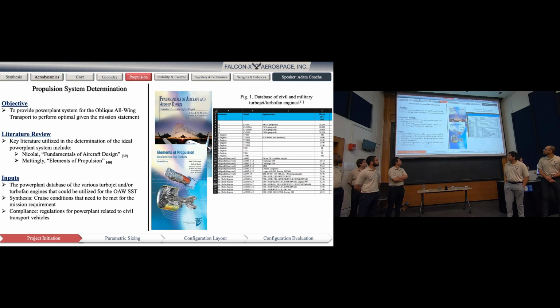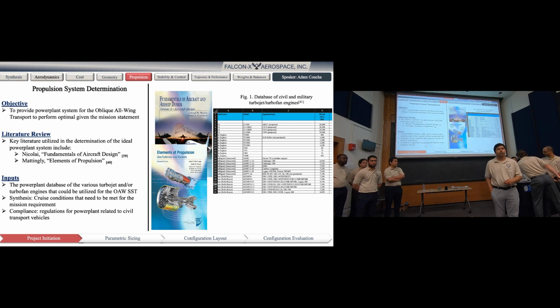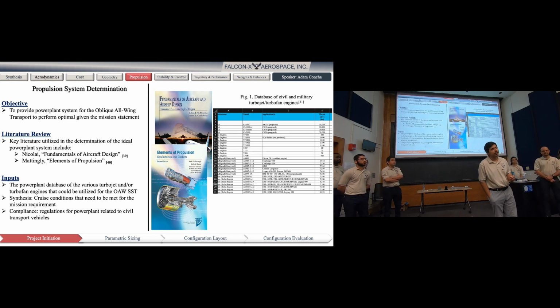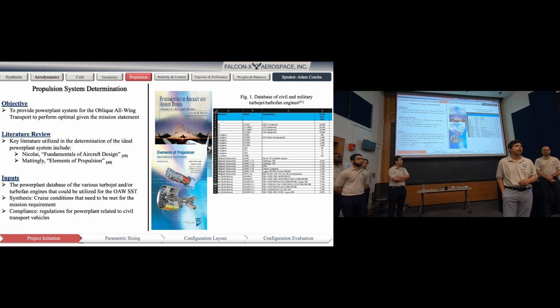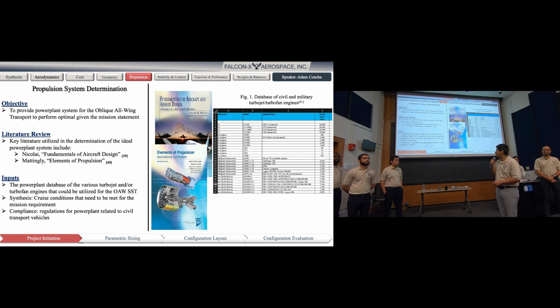vector. So propulsion's primary objective in project initiation is to conduct a comparative analysis of the feasible engines, such as the turbojet and turbofan engines. So through that, we wanted to do a literature search of all these engines, and also the inputs of synthesis and the compliance regulation of noise.